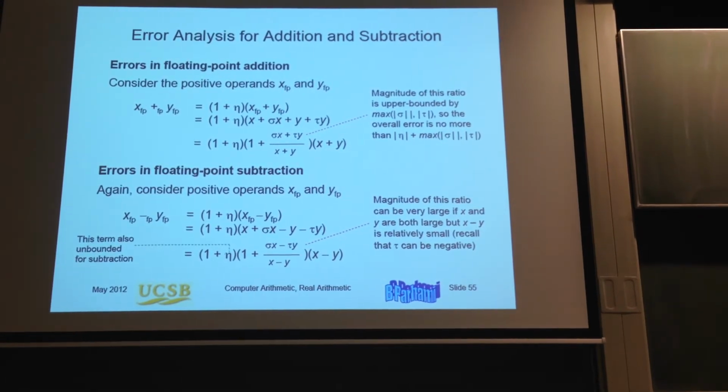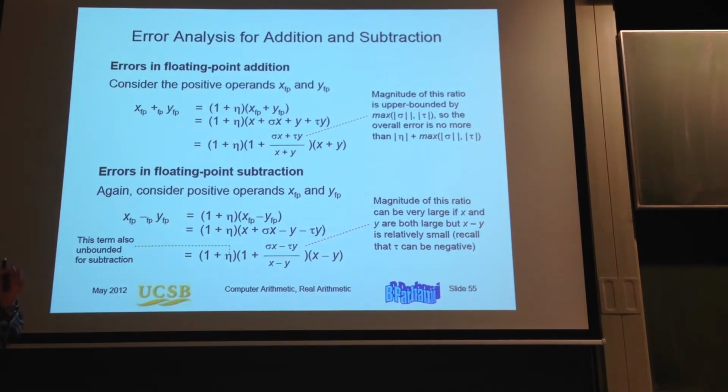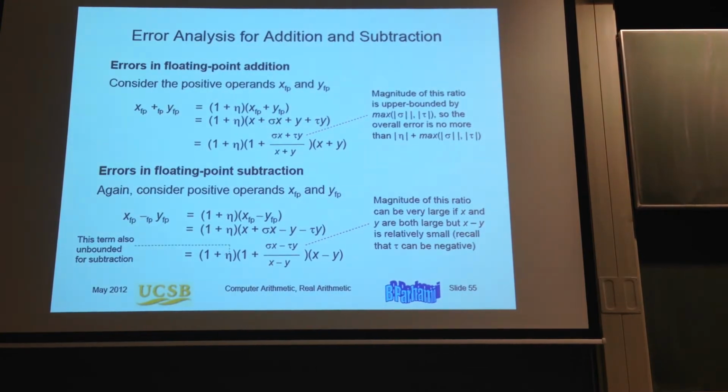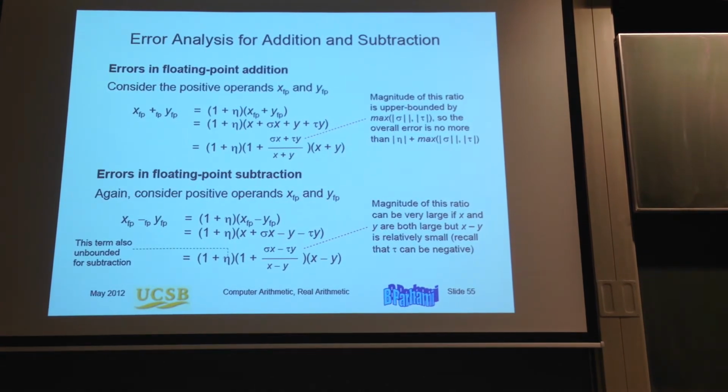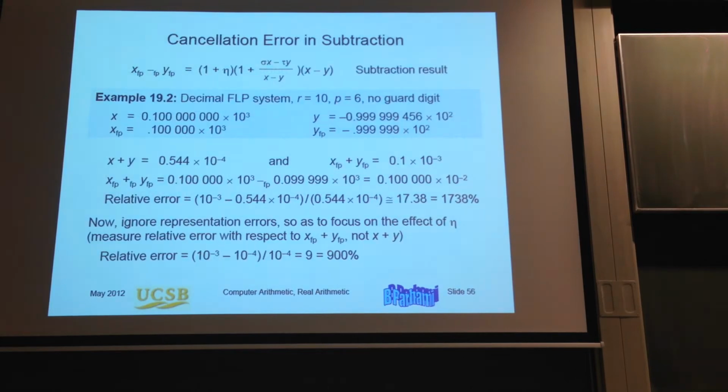Just to make a conclusion, if I look at errors in general, the errors are additive. And I can keep them under control, except when I see a subtraction, because in a subtraction, in certain conditions, things can explode. And now you see here an example. I have a radix 10, I have 6 digits, and I have no guard.